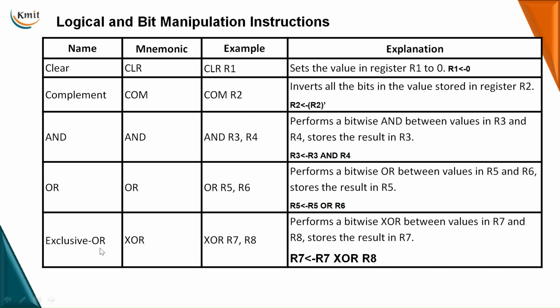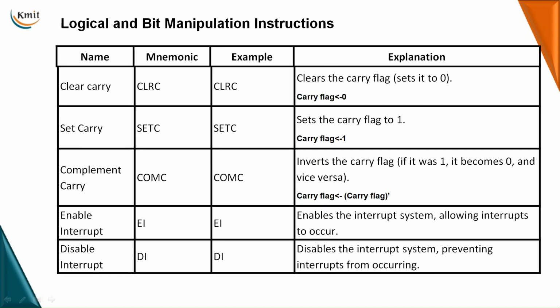And next is the exclusive OR, represented by XOR. It performs a bitwise XOR operation between the contents of two registers R7 and R8 and stores the result back into the R7 register. So R7 gets R7 XOR R8. The next instruction is clear carry, represented by CLRC. This instruction is used to clear your carry flag. If there are any contents in your carry flag, that will be cleared to 0.